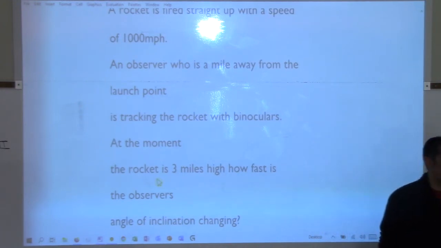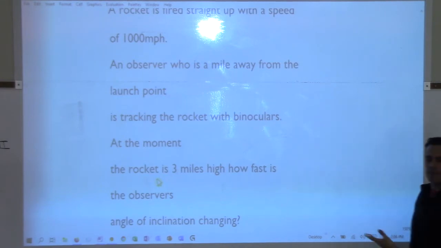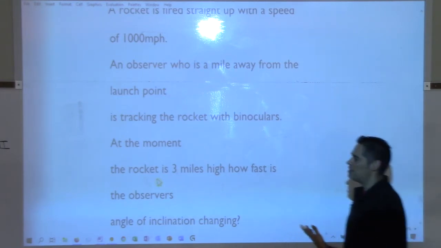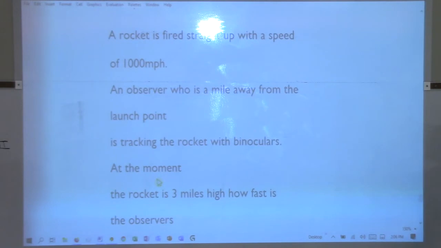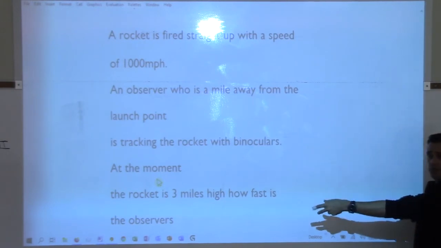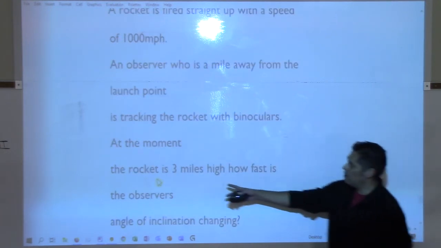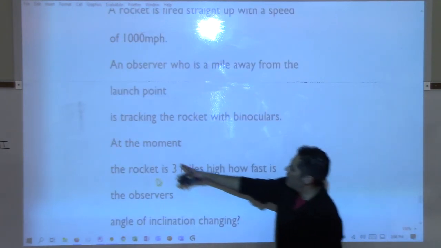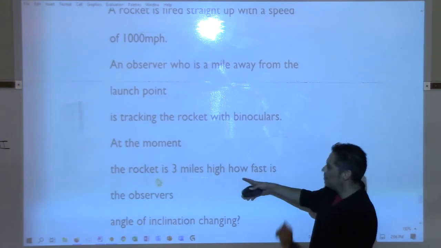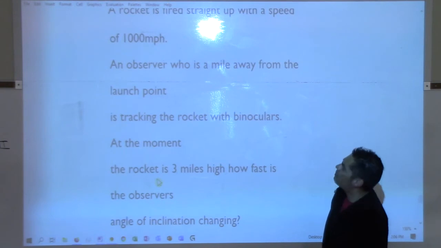This looks like Cal 1? Related rates, one of your favorite problems? Okay, I'll read through it one more time. Rocket, 1,000 miles per hour. Observer, 3 miles away. Sorry, no. At the moment, the rocket is 3 miles high. The observer is with binoculars, and was a mile away from the launch point.